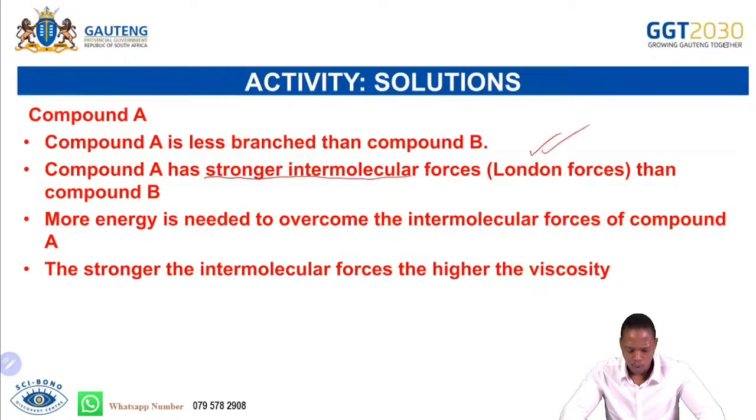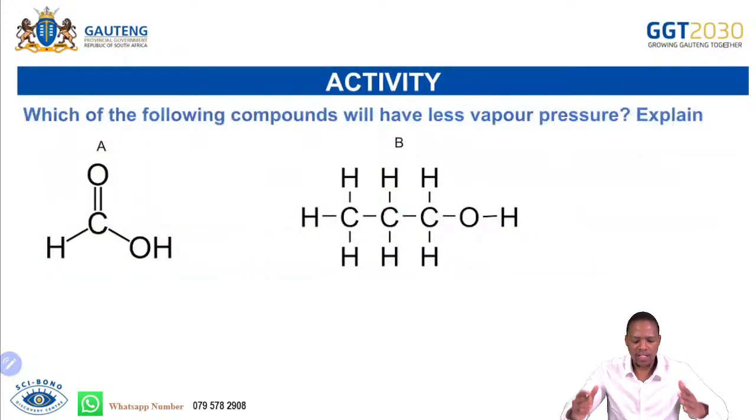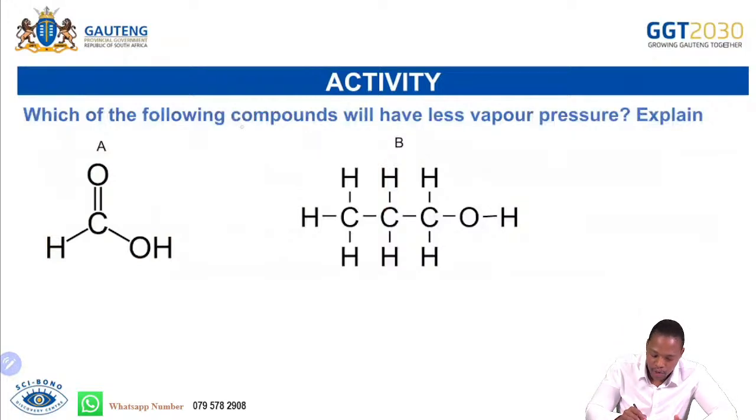And the last one would be the size of what? Of hydrogen bonding, which is the one that we are going to look at now. Okay, the next one here, they are saying which of the following compounds will have less vapor pressure. Again, this one is asked in terms of vapor pressure. If you check these questions we've dealt with, one was asked in terms of boiling point, one in terms of melting point, one in terms of viscosity, one in terms of what?